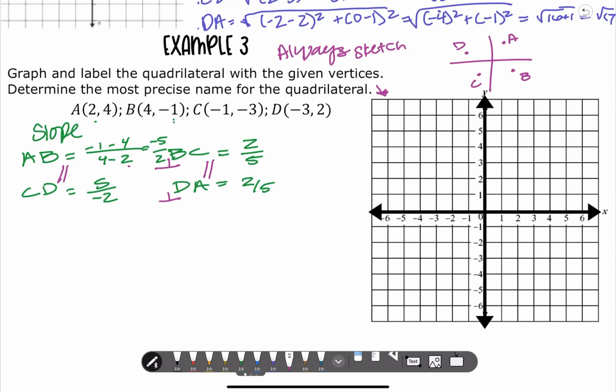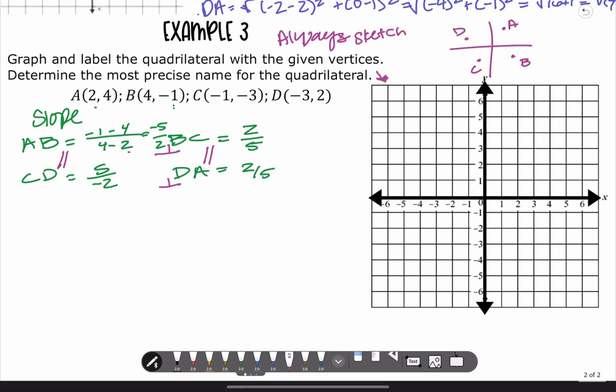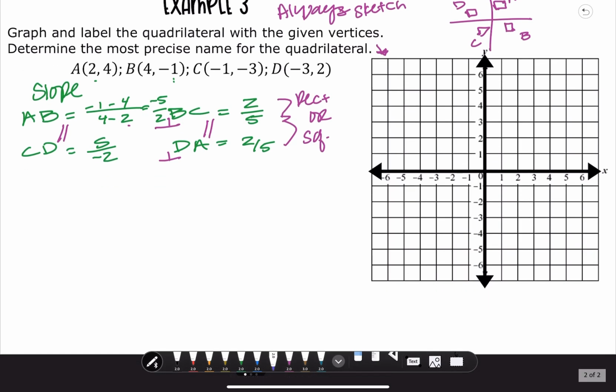All right, so if I'm looking at this, I know that I'm first working with a parallelogram because my opposite sides are parallel. Then I also know that these are all going to be right angles, which means I'm either working with a rectangle or a square. So what I have to do now, in order to confirm whether it's a rectangle or a square, is check the distance of each of these sides, AB, BC, CD, and DA.